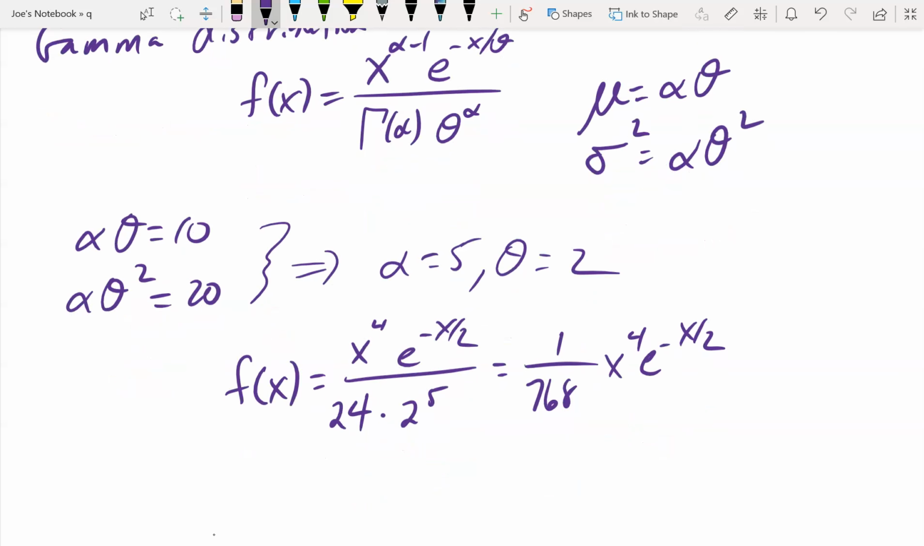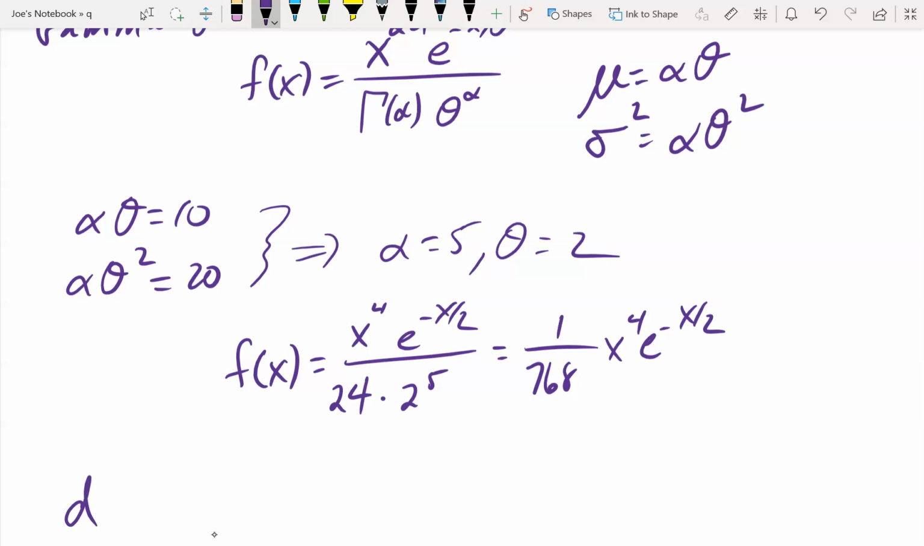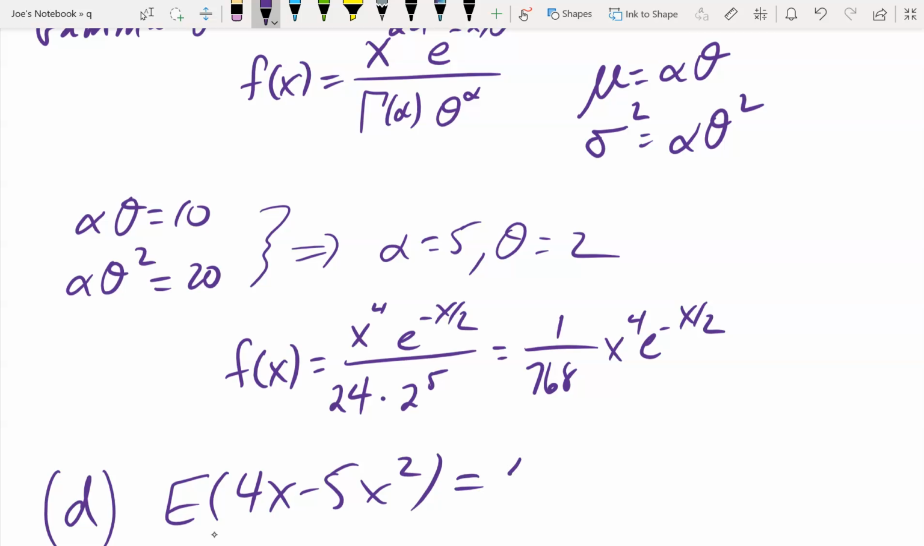But for D, we want to find the expected value of 4x minus 5x squared. How would we attack this? Separate it. We're going to write it as 4 times the expected value of x, minus 5 times the expected value of x squared.